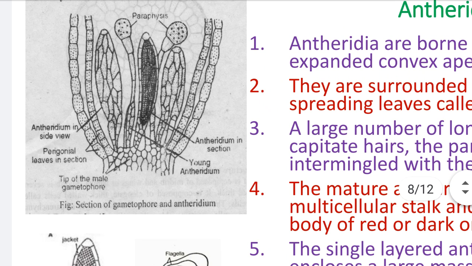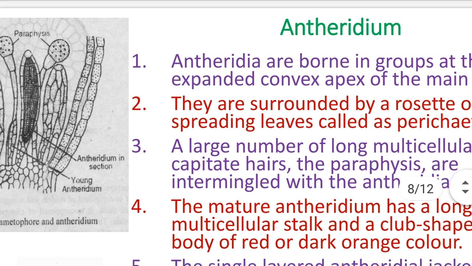See, this is the antheridial branch. At the tip of the branch, many antheridia develop. These antheridia are further covered by the paraphyses as well as the perichaetium.